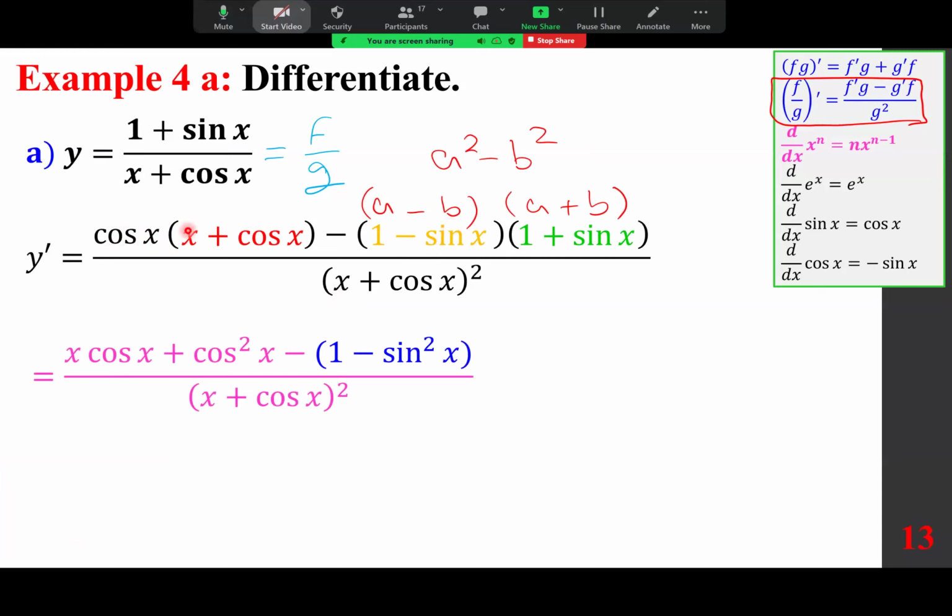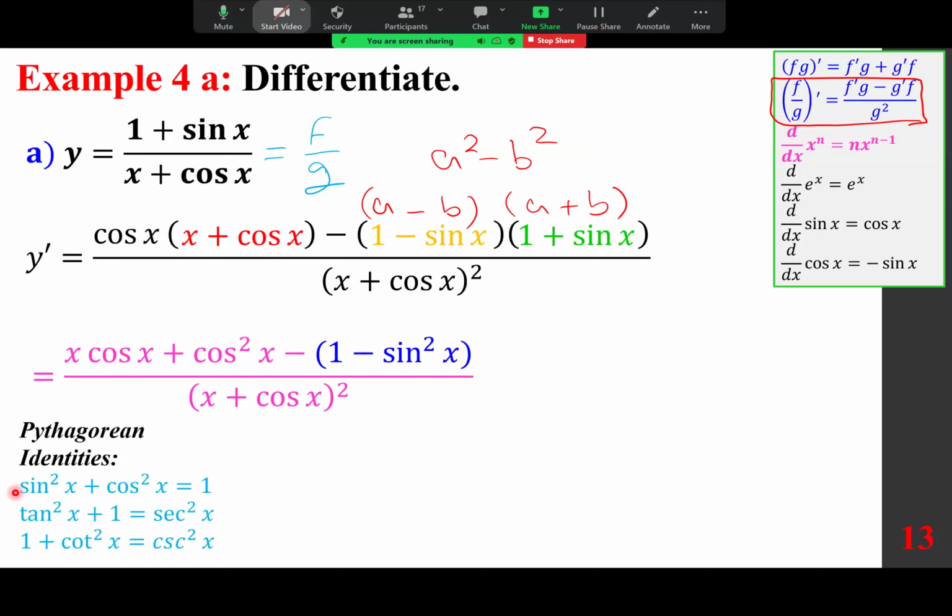So again, distribution gives us x cosine squared. The product of these two parentheses results in 1 minus sine squared. I remind you of Pythagorean identities that you're supposed to know from trigonometry. Sine squared plus cosine squared equals 1. If you divide both sides by cosine squared, you get tan squared plus 1 is secant squared. If you divide both sides by sine squared, you get 1 plus cotangent squared equals cosecant squared.